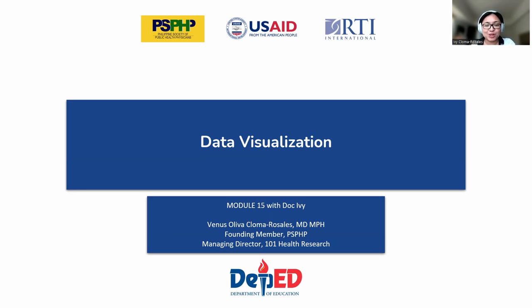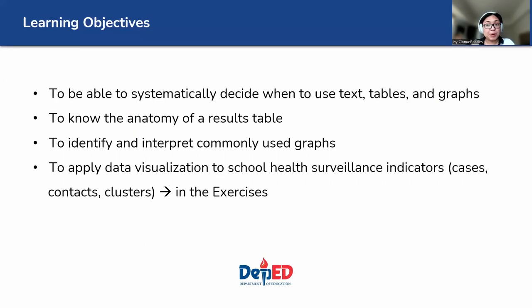And for module 15, we will talk about data visualization. So our learning objectives are, first, to be able to systematically decide when to use text, tables, and graphs. Second, to know the anatomy of a results table. Third, to identify and interpret commonly used graphs. And then the fourth is to apply data visualization to school health surveillance indicators. But for this fourth learning objective, we will practice this in the exercises. It will not be part of this short lecture, okay?